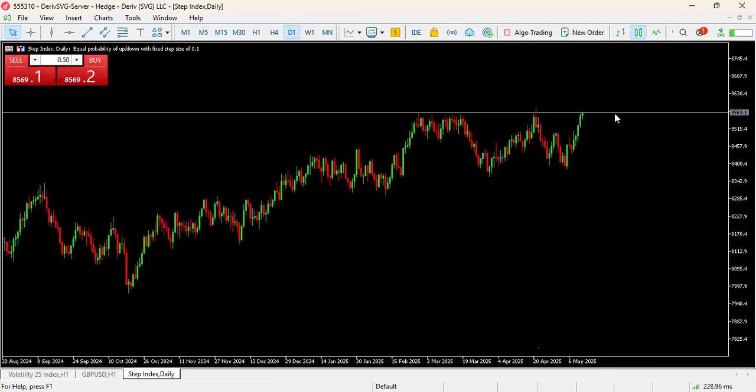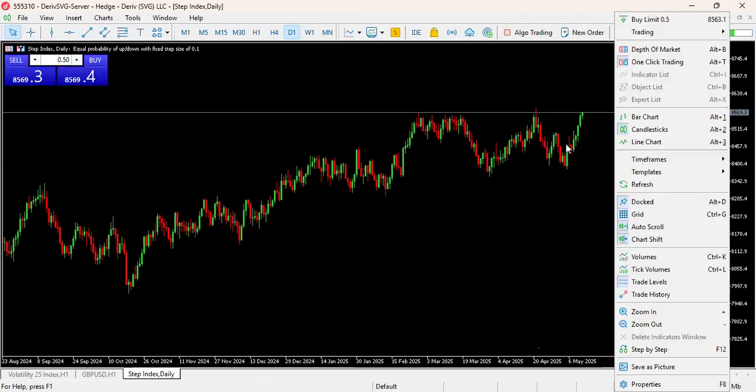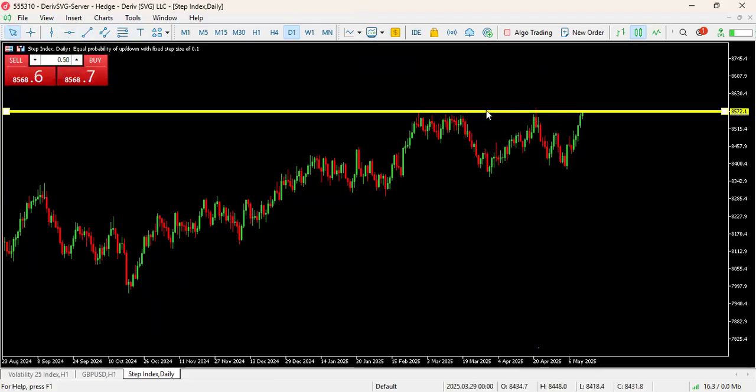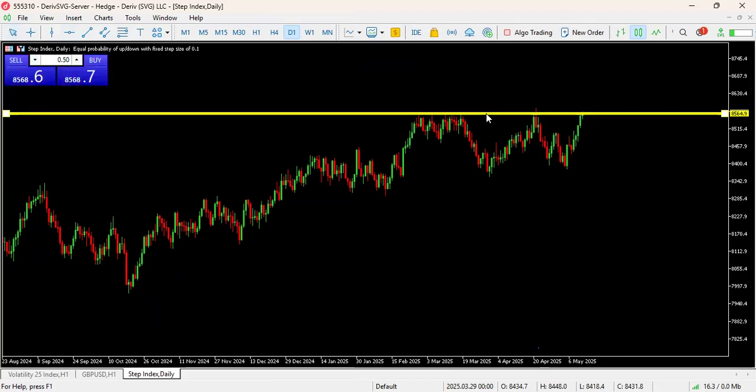Now you see, this market has just touched a key level. So I'm going to use my horizontal line. This is a key level. You see, that was the time price got here. You see how the market dropped significantly. Another time again, price got here. You see how it dropped like crazy. Now it has gotten to this level again.